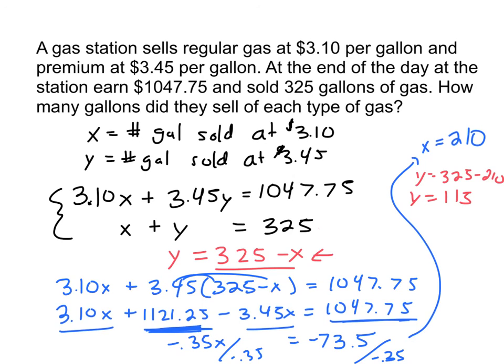Then you should write out your solution. I ran out of room, but know that you should do this. You need to write out your solution, and that will be your answer. Your solution should say the gas station sold 210 gallons of regular gas and 115 gallons of premium gas. Make sure that you write out your answer and that it's answering the question that was asked of you.